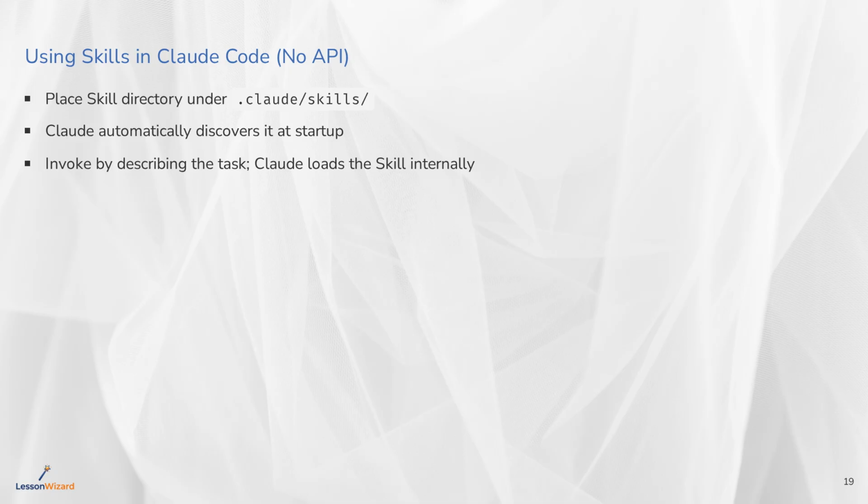In Claude Code, you don't need API calls. Simply drop the skill folder into the designated path, and Claude will recognize it. When a user asks for a PDF extraction, Claude matches the description and pulls in the skill automatically.